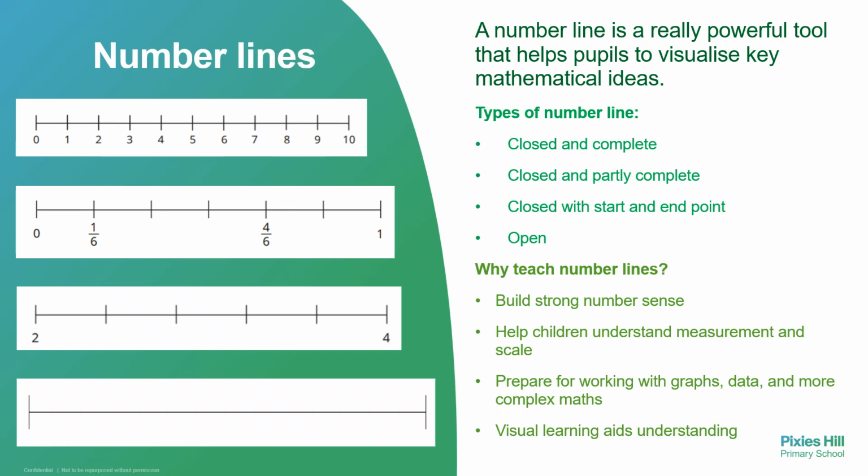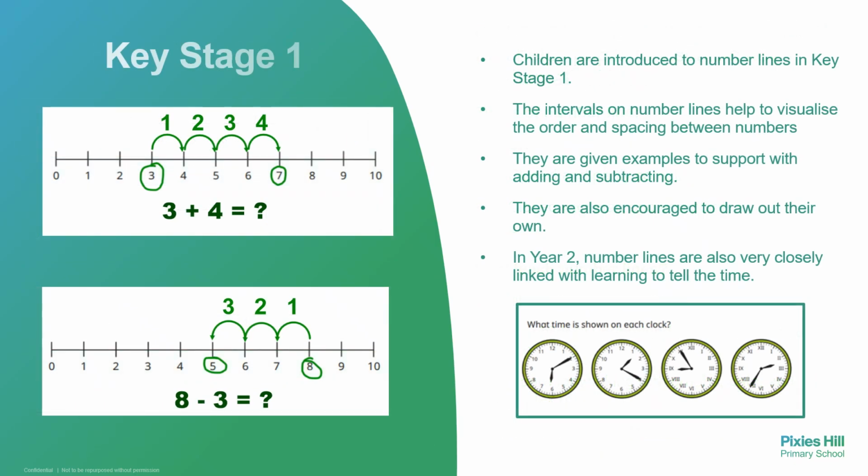We teach number lines because they support pupils to develop a strong number sense. They help children understand measurement and scale. They prepare for working with graphs, data, and more complex maths, and provide visual representations to aid understanding. Children are first introduced to number lines in Key Stage 1. The intervals on number lines help to visualize the order and spacing between numbers. They are given examples to support with adding and subtracting.